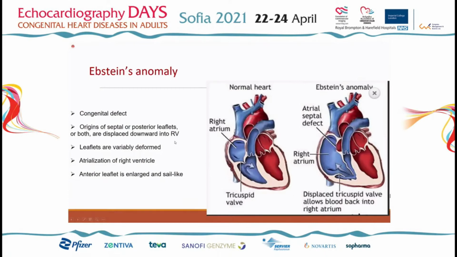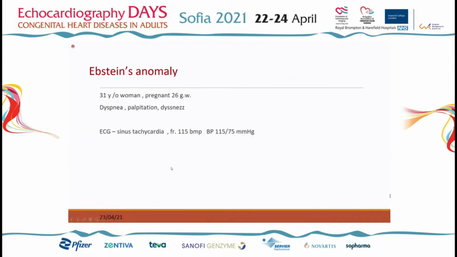So the main findings are that the origin of the septal or posterior leaflets, or both, is displaced downward in the right ventricle, with variability of deformation, atrialization of the right ventricle, and anterior leaflets that are larger and sail-like. So this is one clinical case: a 30-year-old pregnant woman at 26 weeks of gestation.